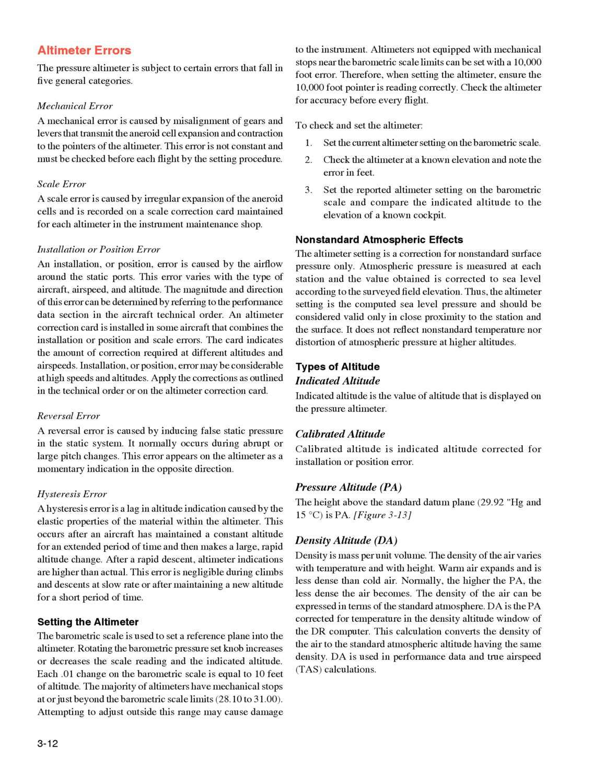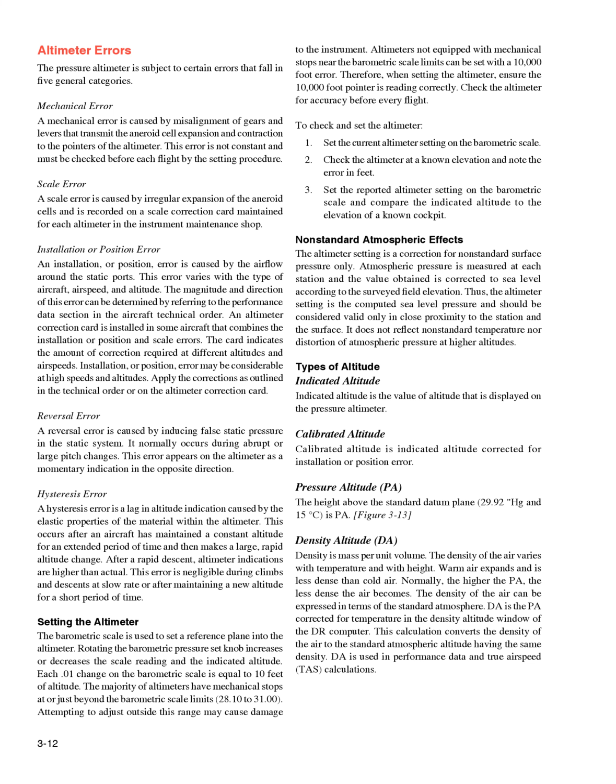Hysteresis error. A hysteresis error is a lag in altitude indication caused by the elastic properties of the material within the altimeter. This occurs after an aircraft has maintained a constant altitude for an extended period of time and then makes a large, rapid altitude change. After a rapid descent, altimeter indications are higher than actual. This error is negligible during climbs and descents at slow rate or after maintaining a new altitude for a short period of time.